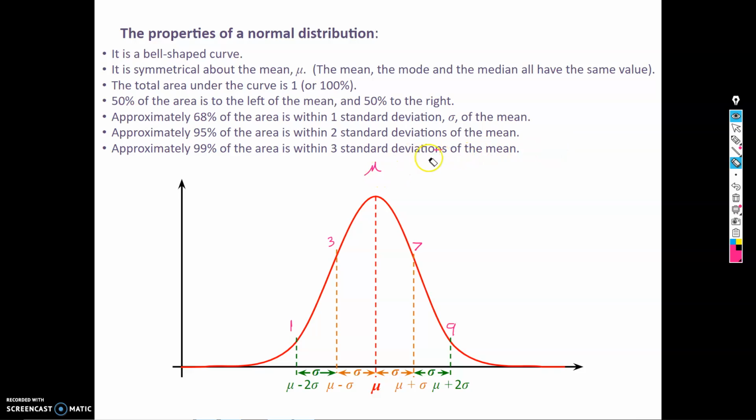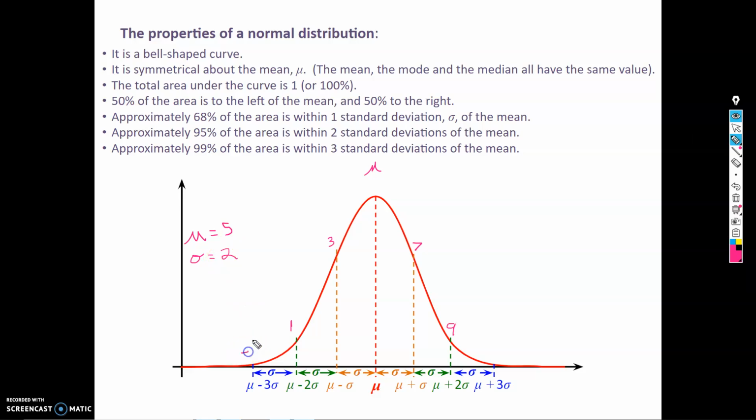Okay, and then 99%. Let me move these guys again. So again, we're dealing with a mean of 5 in our example and a standard deviation equal to 2. Approximately 99% of the area is within 3 standard deviations of the mean. So we go another standard deviation to the left and another to the right: mu minus 3 times the standard deviation, and mu plus 3 times the standard deviation. So mu is 5 minus 3 times 2.